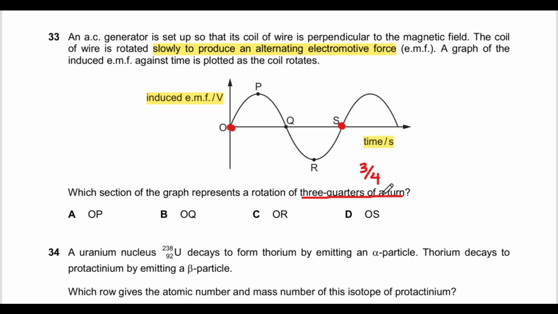3/4 means 3 by 4. From O to S, this is a complete rotation of the coil and it is divided into 4 parts. From O to P first part, P to Q second, Q to R third, and R to S fourth part. So 3 by 4th means 3 portions till R. So C part is correct. OR is 3 by 4th.